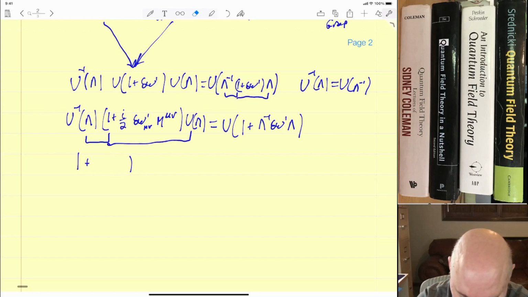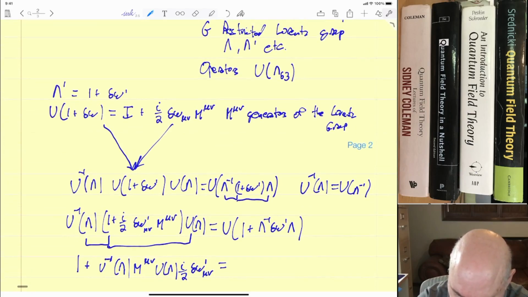So I have U inverse of lambda M mu nu U of lambda, and the parameters are i over 2 del omega prime mu nu, and this is equal to, now we can expand this out again using our basic equation here.